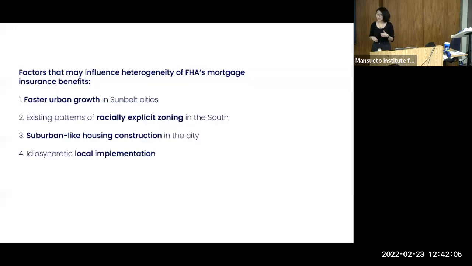Okay, since I'm interested in the heterogeneity of these outcomes, here I propose four varying scales and types of factors that might influence this homogeneity. So number one, there was just faster urban growth and construction in Sunbelt cities during the same period of FHA's intervention. Two, there were existing patterns of racially explicit zoning, primarily in the South, and these patterns might have settled racial and socioeconomic stratification pre-FHA and essentially reduced the necessity of this new tool. Three, we should consider the areas within the city which actually had suburban-like housing developments. And the prevalence of these suburban-like developments within the city is probably going to follow the factors from that first point. And then lastly, despite standardized federal policy, we know that the implementation of the policy actually had documented idiosyncrasies.